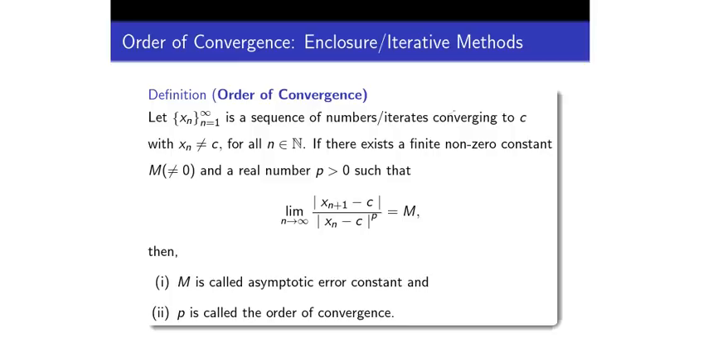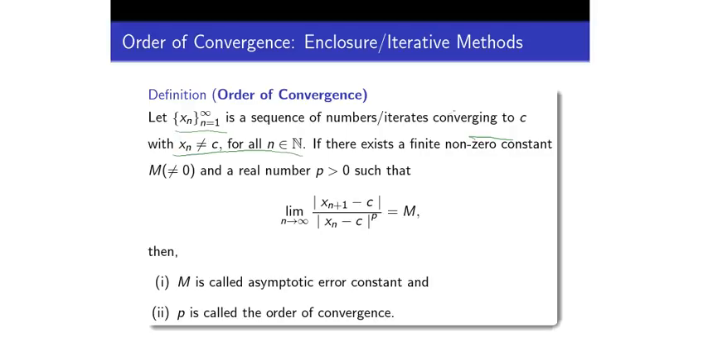So here is the definition of order of convergence. How rapidly, how much faster it is converging towards the exact solution, is what the definition will tell you. Let x_n be a sequence of numbers generated by some iterative scheme and converging to the exact solution c. You already know this. Each x_n may or may not equal c. If it equals c, you have achieved it. Otherwise every time x_n differs from c.